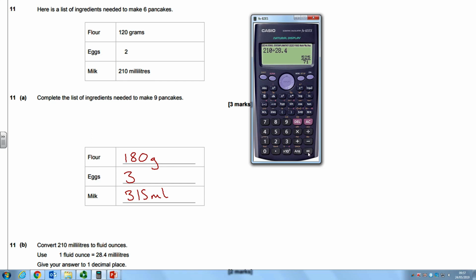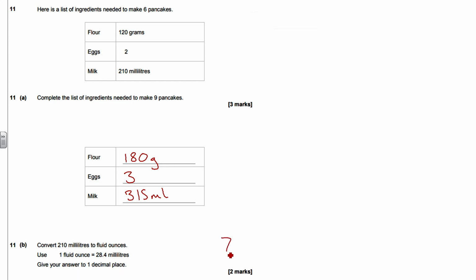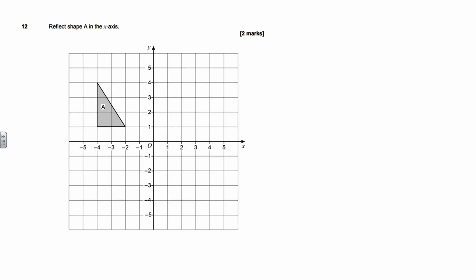It asks me for the answer to 1 decimal place, so I hit the SD button. I've got 7.3943 and so on. So rounding 7.3943 to 1 decimal place, I look at the 3, look at the next number, it's a 9, so the 3 goes up. That would be 7.4. It would be good to write the 7.39 and so on down, just to show that you've made the correct calculation.